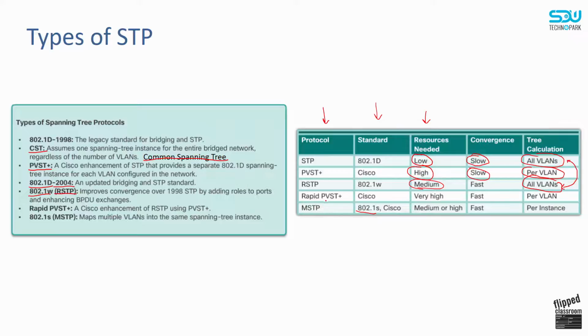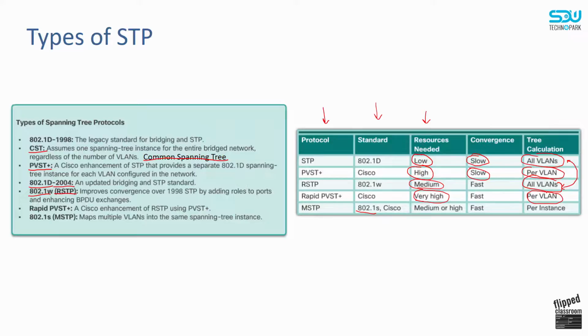Whereas Rapid PVST is the alternative for RSTP. It is taking very high resources, which it needs because it is making a per-VLAN calculation, and it is also making the calculation for the backup port or for the alternate port.